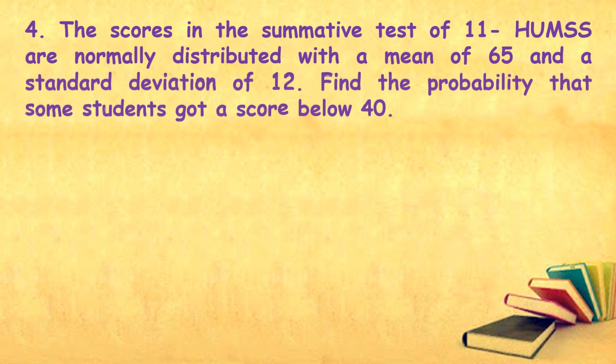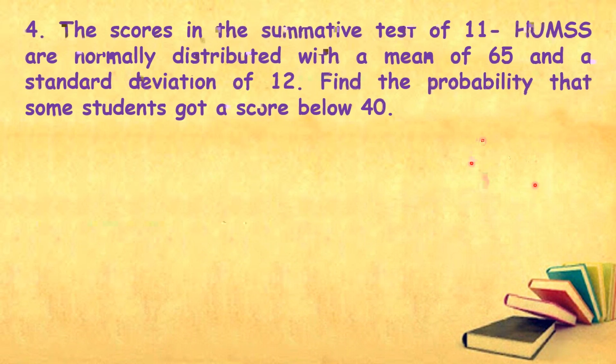Okay. So, sa example number 4 ay isasama na natin yung mga steps na ginawa natin kanina. Kumbaga, dadagdagan lang natin ng isang step. Yung pagko-convert ng normal value to z-score. Okay? Example number 4, the scores in the summative test of 11 UMs are normally distributed with a mean of 65 and a standard deviation of 12. Find the probability that some students get a score below 40.